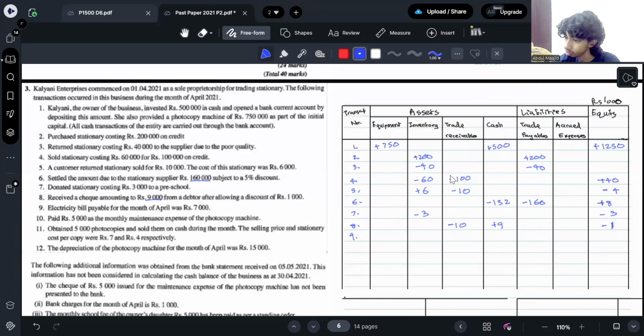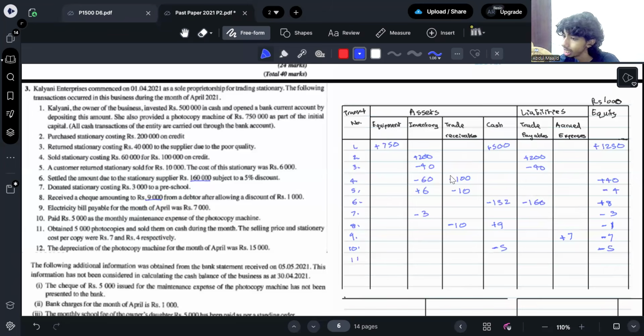Ninth one: electricity bill payable for the month of April. For this month, we have to pay. We haven't paid, so it's payable, electricity 7. So it's the electricity expense of this month. Equity minus 7. If it is paid, cash will be minus, but here we didn't pay. It will be a payable, accrued expense plus 7. Then the 10th one: paid rupees 5,000 as the monthly maintenance expense of the photocopy machine. So maintenance expense, cash minus 5, equity minus 5, so expense.